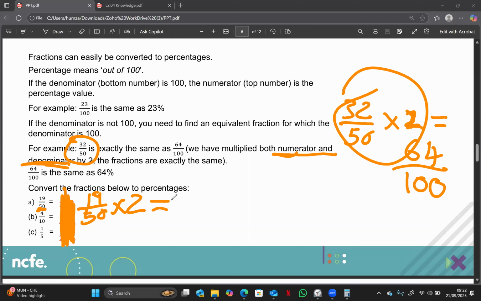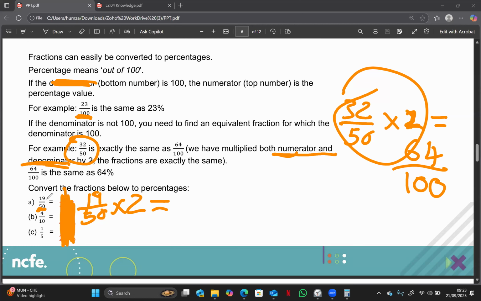If you read this, it says percentage means out of 100, right? If the bottom number is 100, we need to make the bottom number 100 always. To convert to a percentage, this bottom one has to be 100 always. So what we're trying to do here is make the bottom number 100.